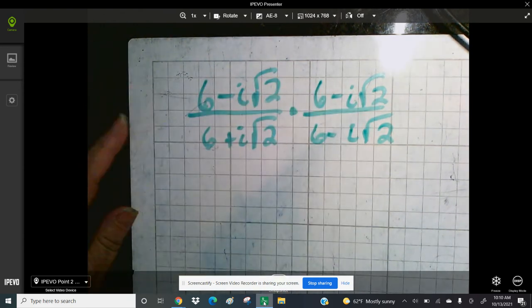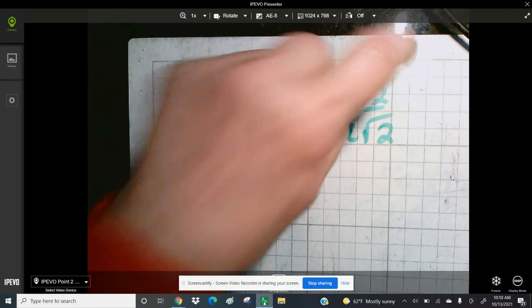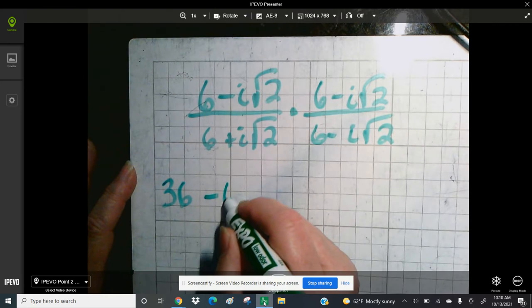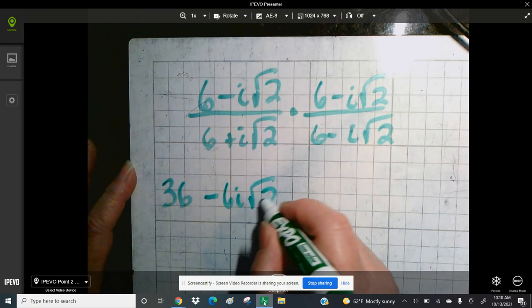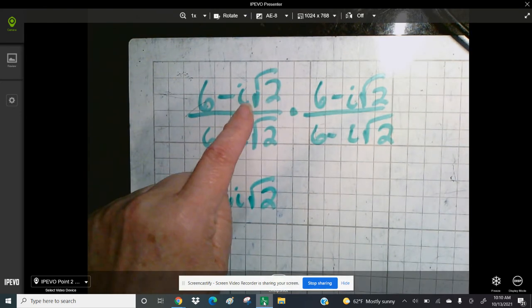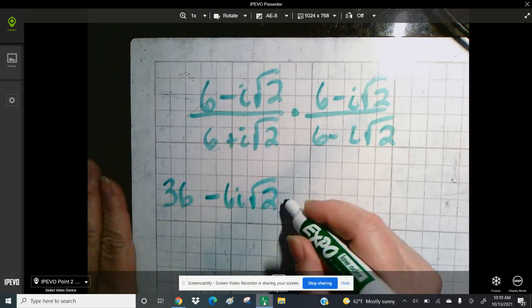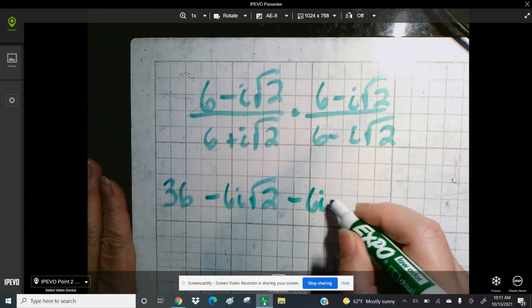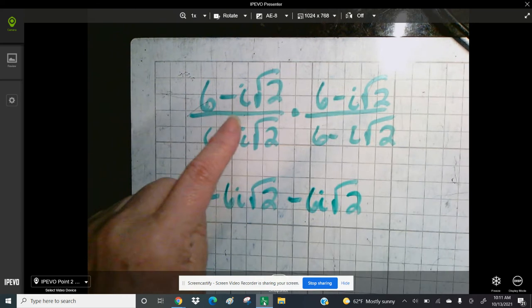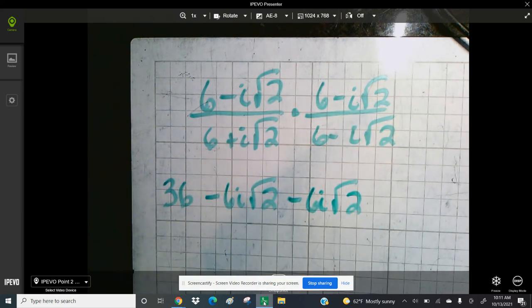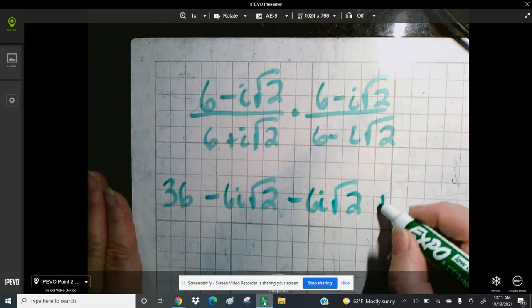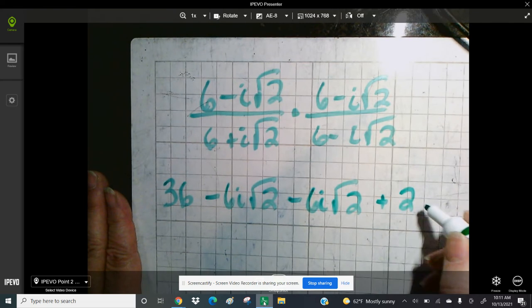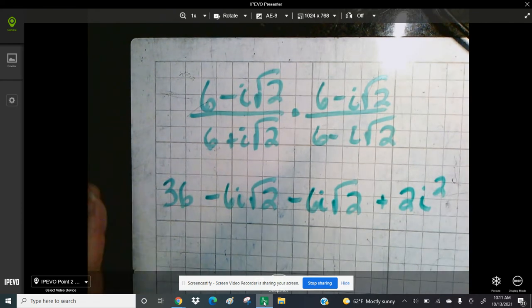So 6 times 6 will be 36. 6 times negative i square root of 2 is going to be negative 6i square root of 2. And then negative i square root of 2 times 6 will be negative 6i square root of 2. And negative i square root of 2 times negative i square root of 2 will be positive 2i squared. Because a negative times a negative is a positive.